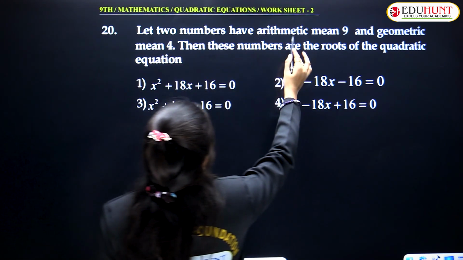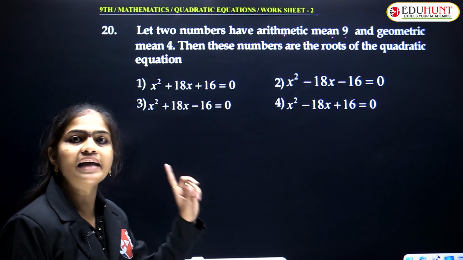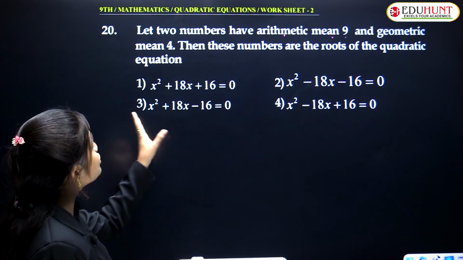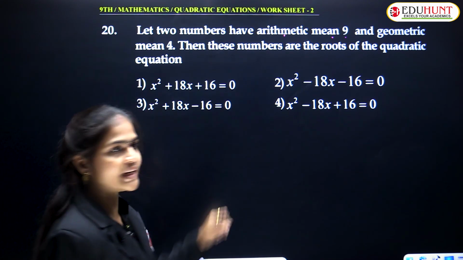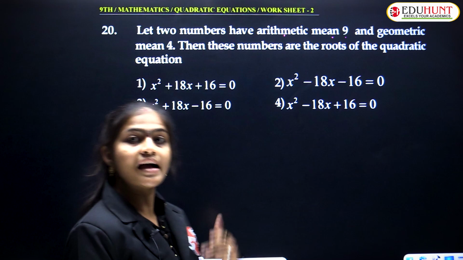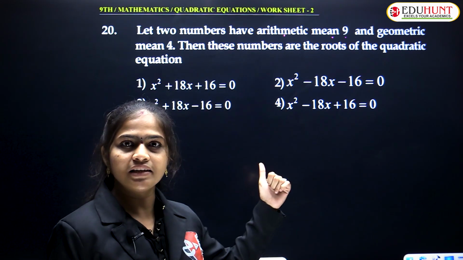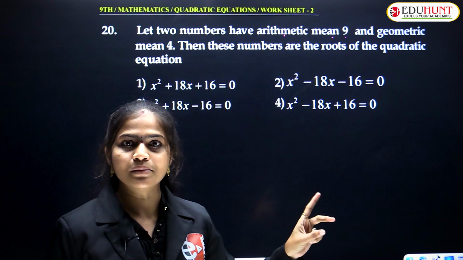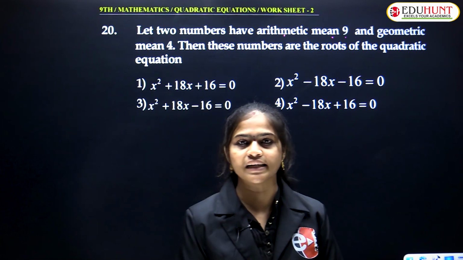Let two numbers have arithmetic mean 9 and geometric mean 4. Then these numbers are the roots of the quadratic equation. So children, directly, what are the roots of the quadratic equation? They didn't give them. What they gave is two numbers and their arithmetic mean. Two numbers are the roots of the quadratic equation.